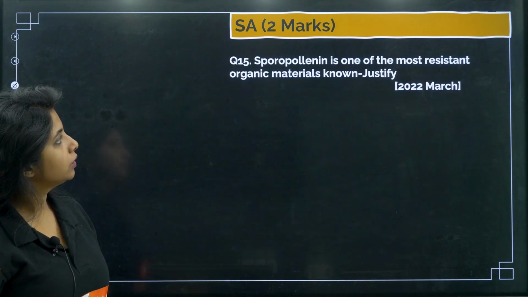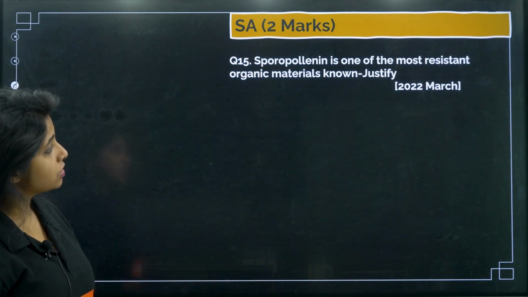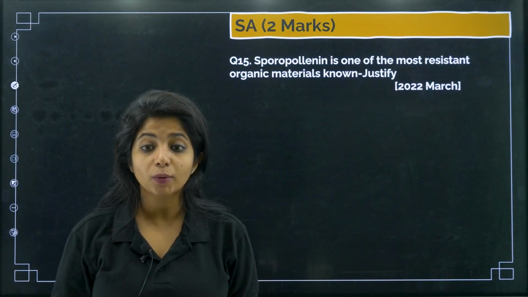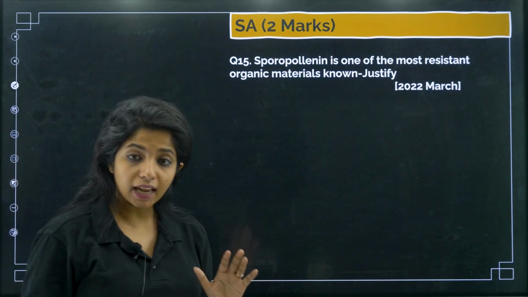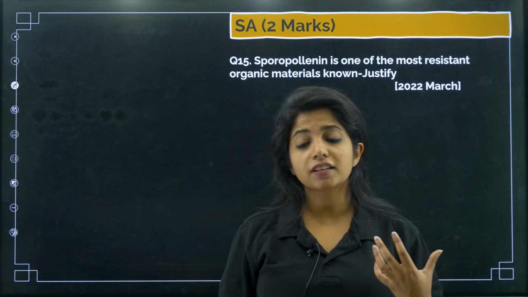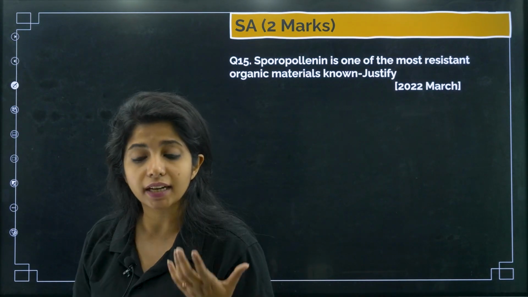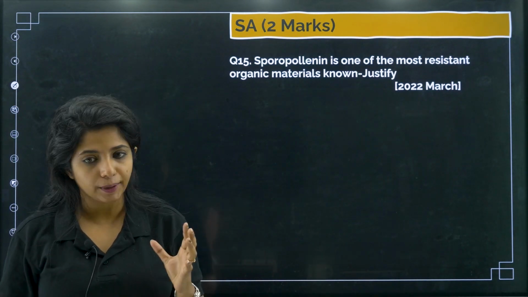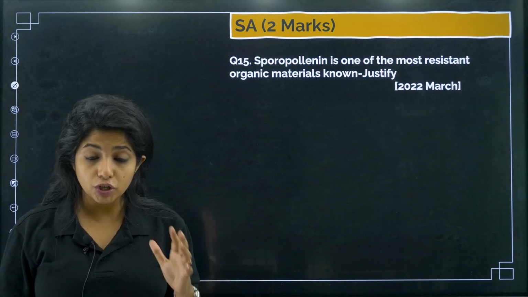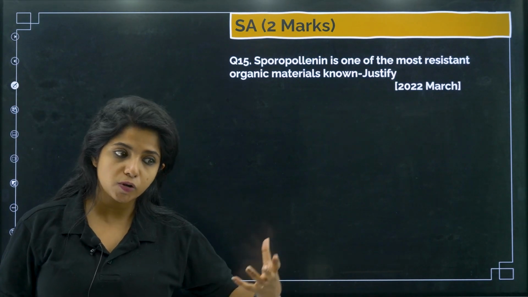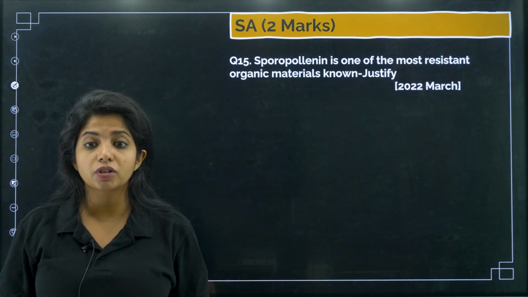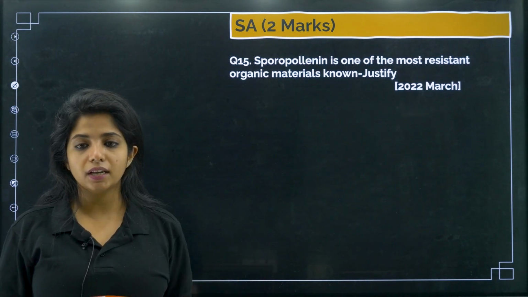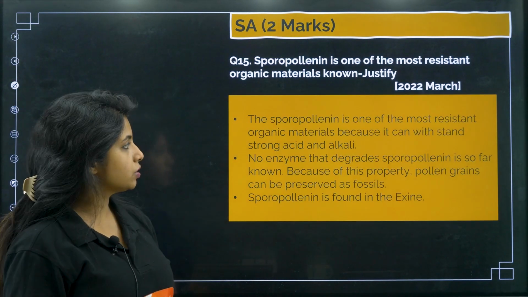Sporopollenin is one of the most resistant organic material known. Justify. How can I justify? Sporopollenin is an organic compound that is most resistant, so it can survive in high alkali, high acidic conditions as well. This is how I can justify. Which is why it is used as fossils also. Certain pollen grains are still being preserved until date. For years they are still there because of the sporopollenin. So this is how I can answer.